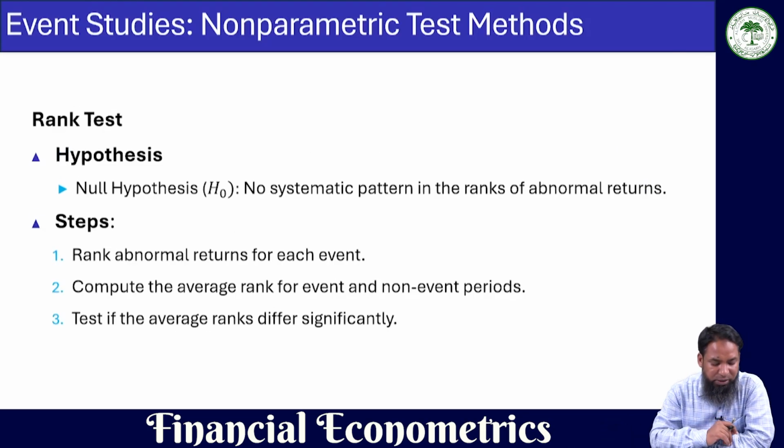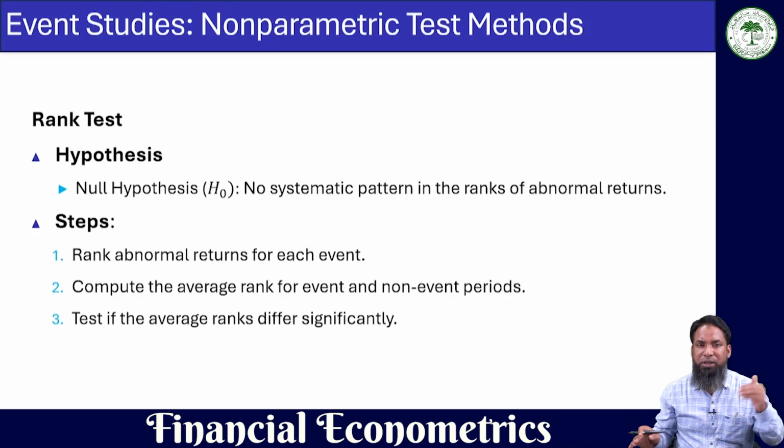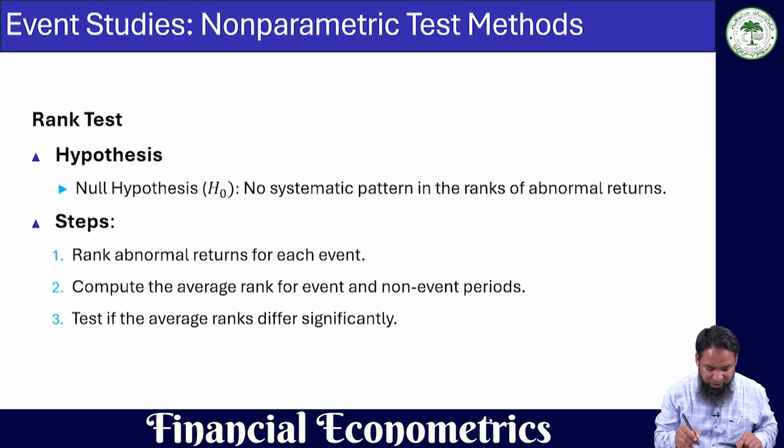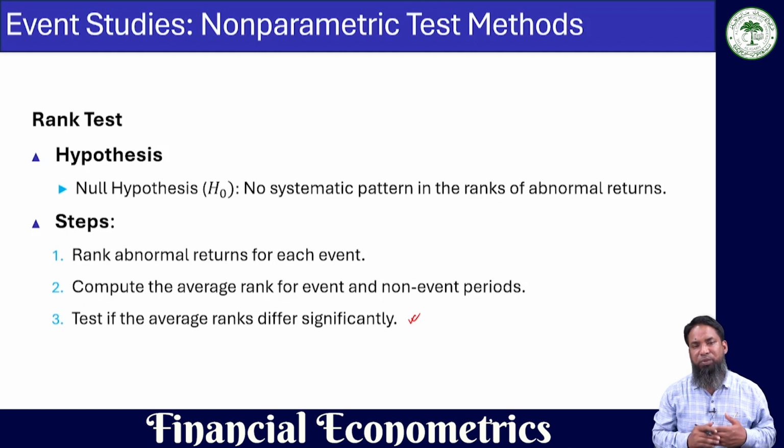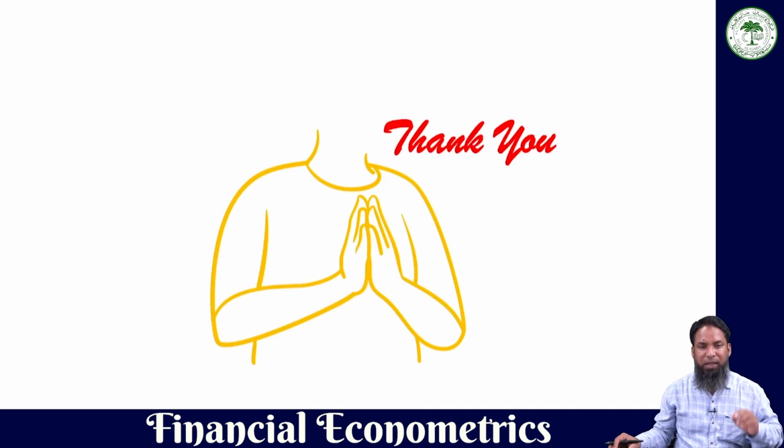Similarly, we have the rank test, where the null is no systematic pattern in the ranks of the abnormal returns. So it does not follow any certain pattern. We rank the abnormal returns for each event, compute the average rank for the event and the non-event periods, then test if the average ranks differ significantly. If they differ significantly, that means there is a certain pattern. If there is a pattern, then that means there is an impact of that particular event.